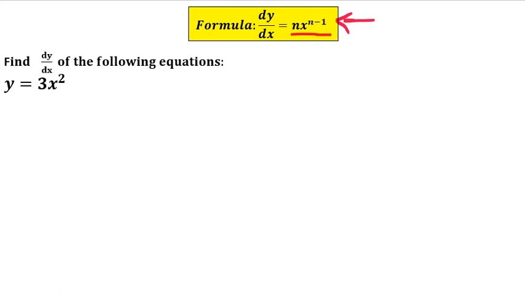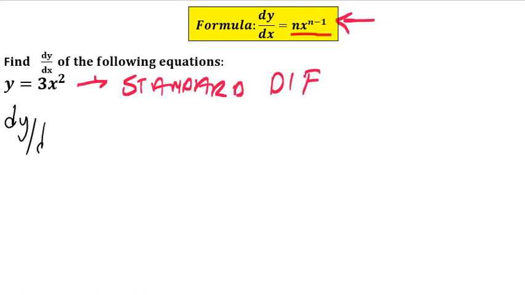So if we look at this, we know this is our standard. I'll just write, standard differential equation. So for this problem, we're gonna just apply this formula. So you're gonna say your dy over dx. The reason why it's dy over dx is because you're differentiating with respect to x. That's why it's dy for this one, and then dx for this x here. So it's gonna be dy over dx equals to, then you apply this.